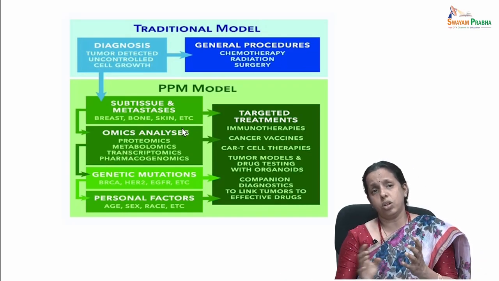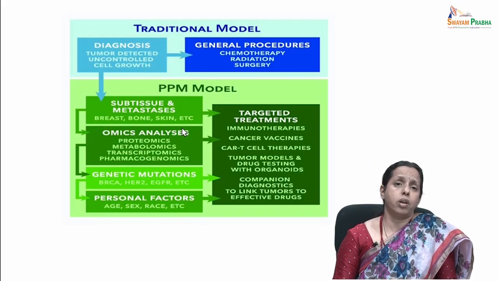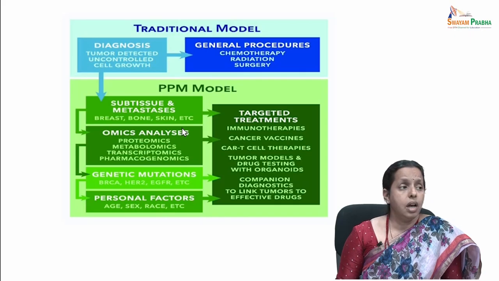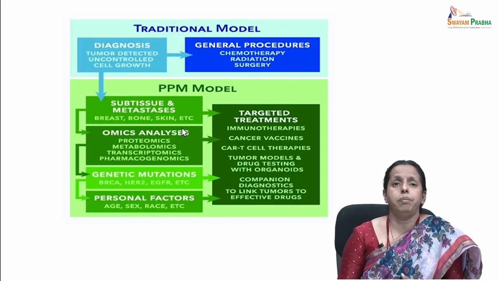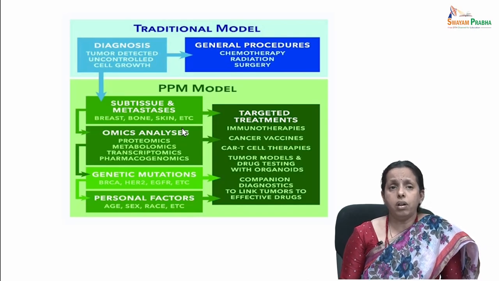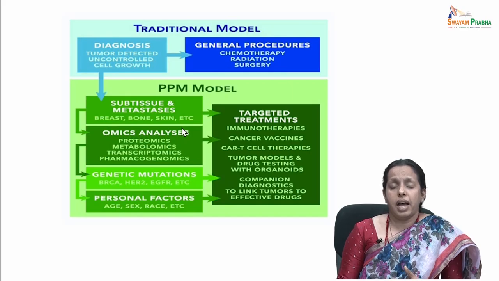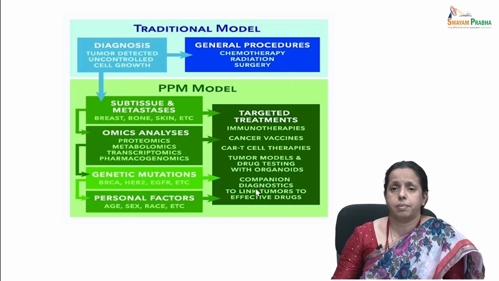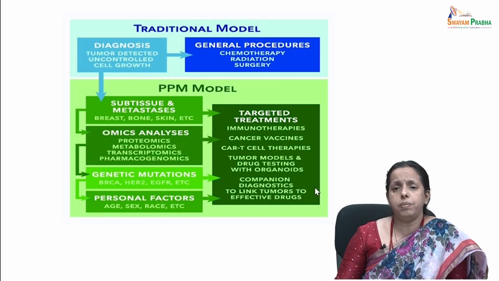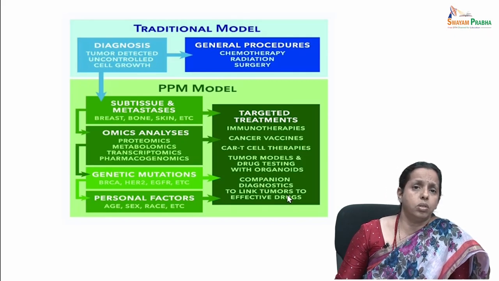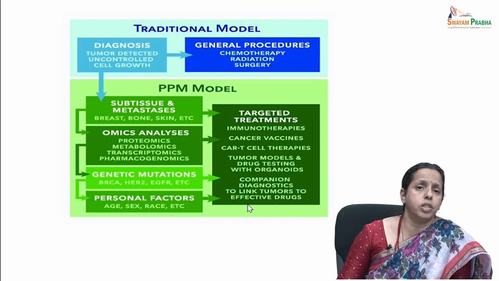Just imagine, in 2001 the whole human genome project was completed. People thought it was a revolutionizing event that could benefit mankind in many ways. Yes, this whole genome project is very useful for NGS applications in cancer diagnostics. Companion diagnostics can help identify which treatments will be most effective for a specific cancer tumor, and novel cell therapies are used to target the cancer with minimal damage to healthy tissues. So this is very important. You should link your tumors to the effective drugs.